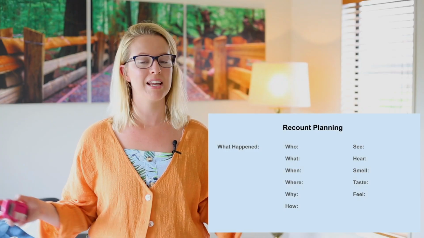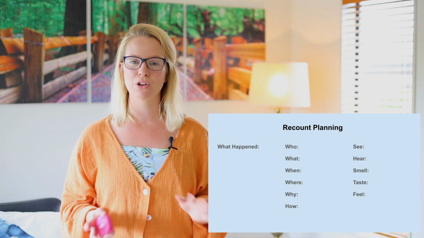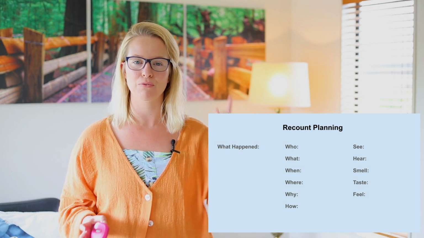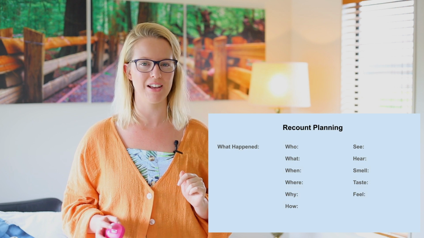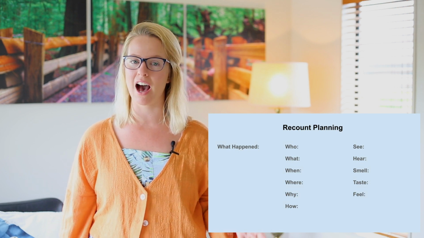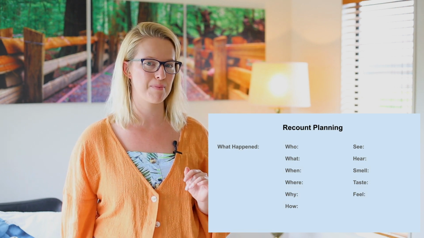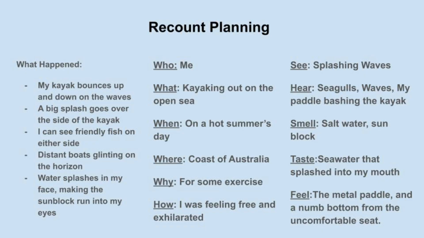Okay, here is the recount planning sheet. This is what you can write down into your books to write down all the ideas that you have in your head. Here's an example that I wrote about the kayaking trip. Let me read it out for you guys. So I've put in the column of what happened. I've made sure to put it in the correct order.